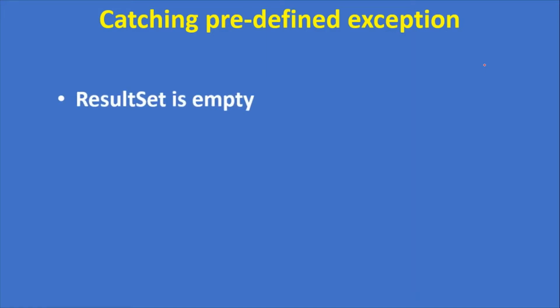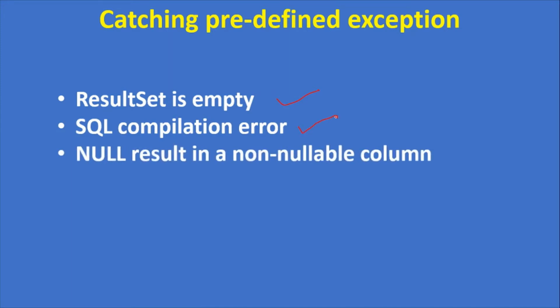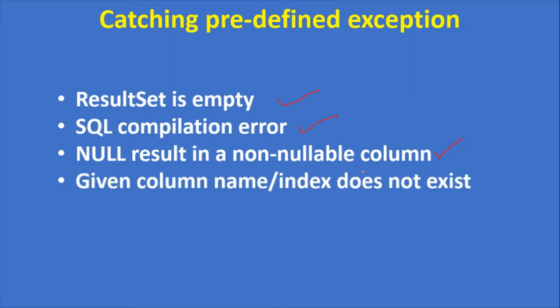Result set is empty, SQL compilation error, null result in a non-nullable column, given column name or index does not exist. These are the four predefined exceptions which we are going to use as part of our demo.